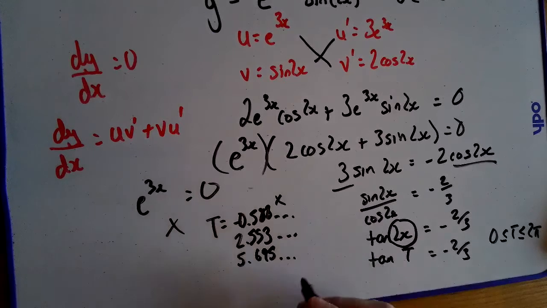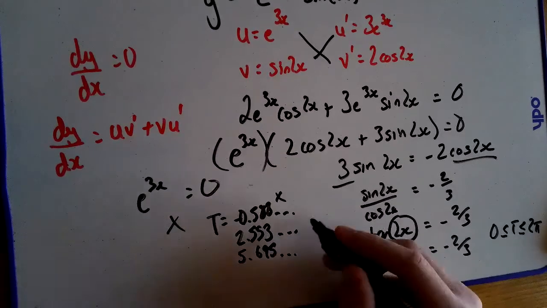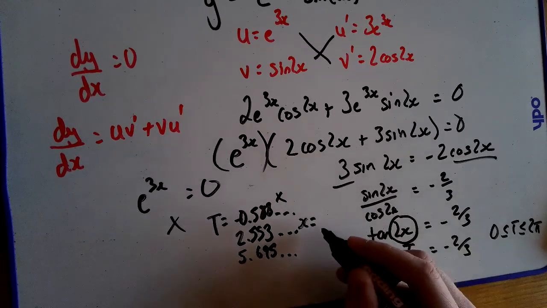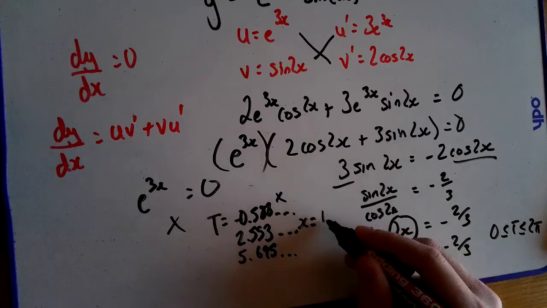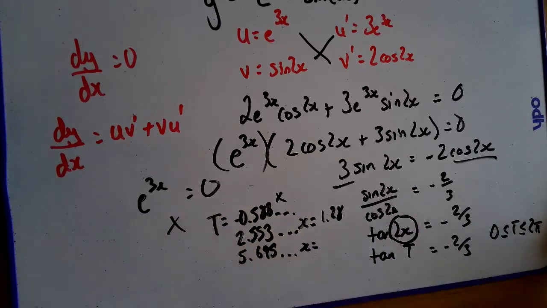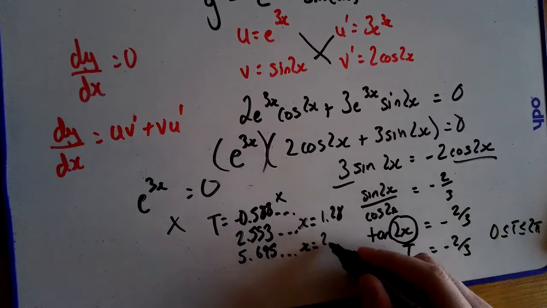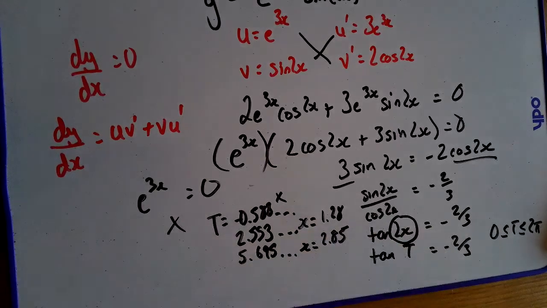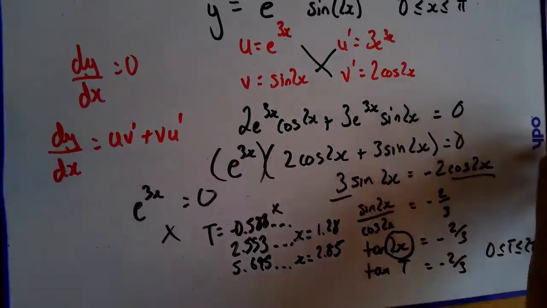So these two, to get what x is, we just divide by 2. So 2.553 divided by 2, and let's give it to 3 significant figures, so 1.28. And then the other one, 5.695 divided by 2, 2.85. And remember, you can use solving to check they're right. So it's all working out for that one.